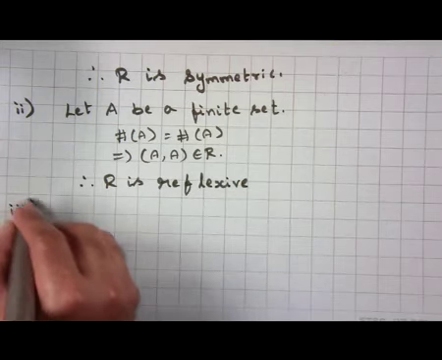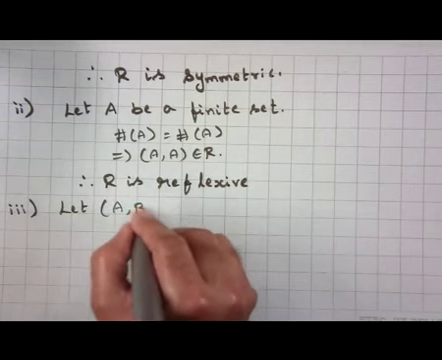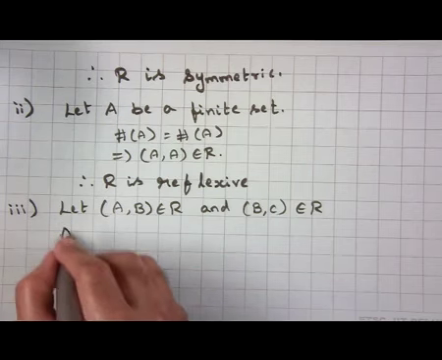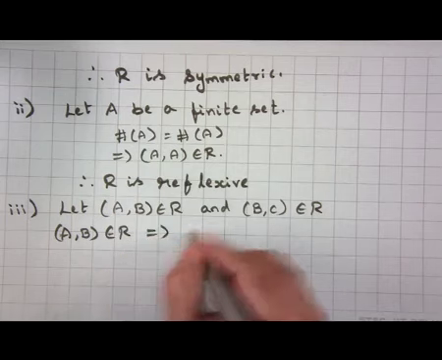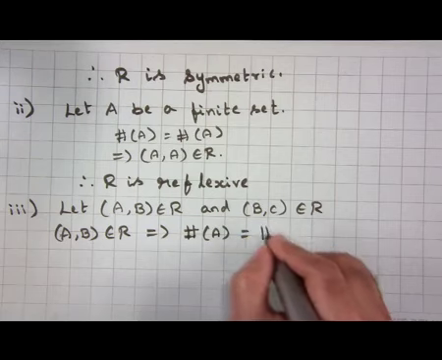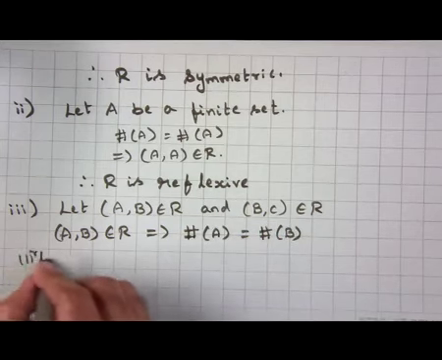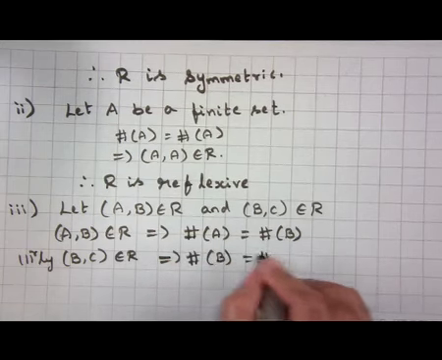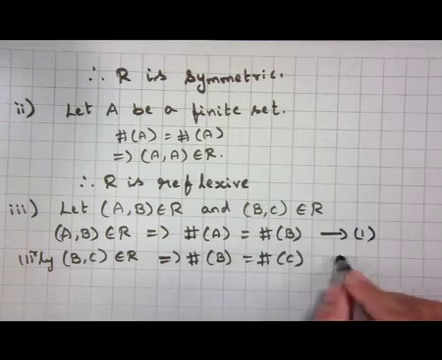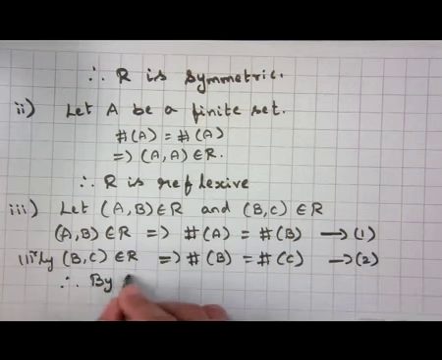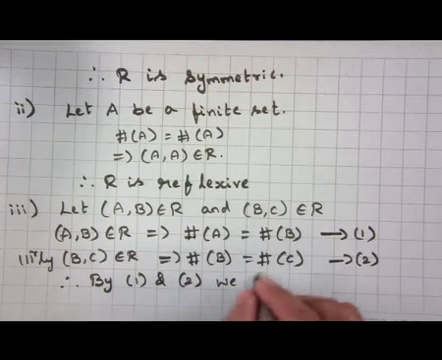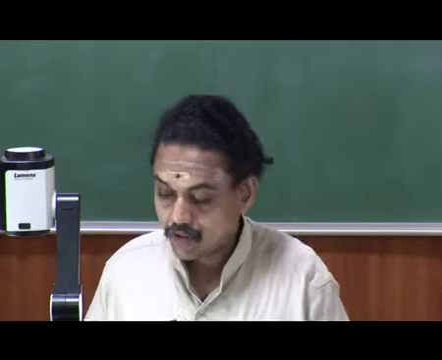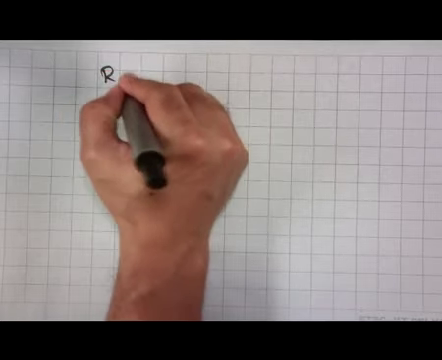And finally, the third one: let the pair (A, B) belong to R and the pair (B, C) belong to R. Now, the pair (A, B) belongs to R, that implies that the number of elements in A is equal to the number of elements in B. Similarly, the pair (B, C) is in R, that implies that the number of elements of B is equal to the number of elements of C. Let us mark these as 1 and 2. Therefore, by 1 and 2 we have that the number of elements of A is equal to the number of elements of C. So, these two together imply that R is transitive.